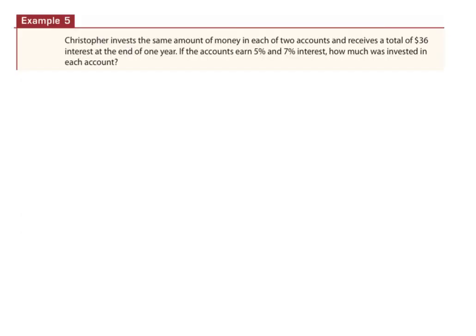Christopher invests the same amount of money in each of 2 accounts and receives a total of $36 interest at the end of 1 year. If the account earns 5% and 7%, the 2 accounts do, how much was invested in each account? Do we know how much was invested? No. So we are going to apply a variable to that, and I'm just going to write an x. X equals the amount invested.